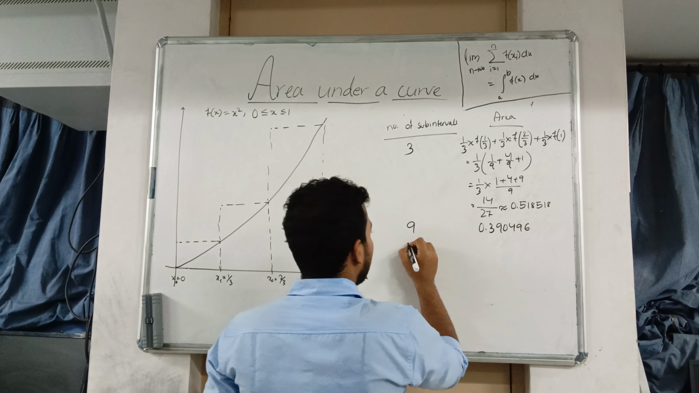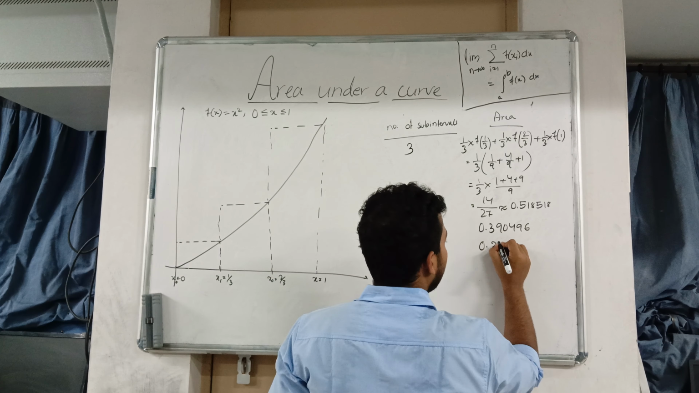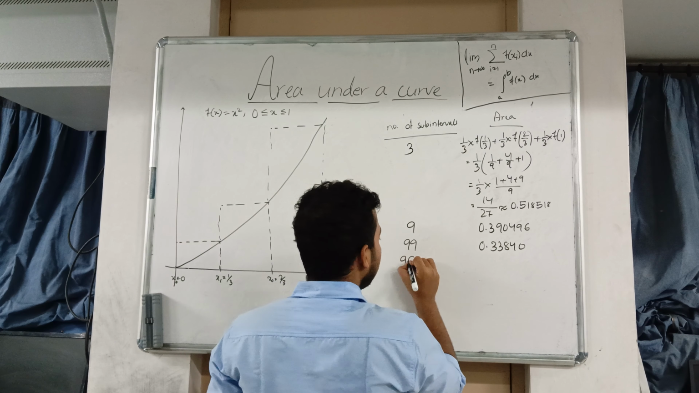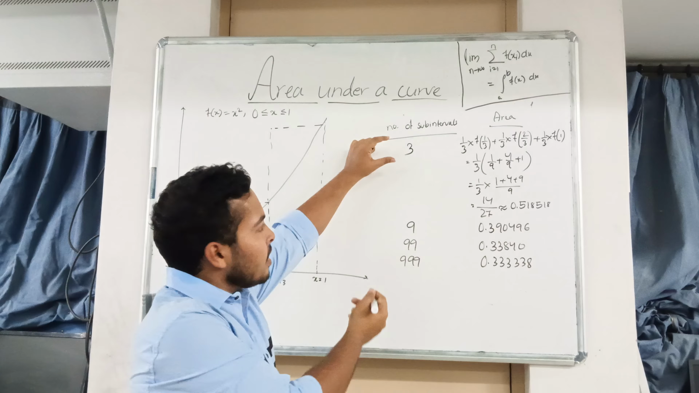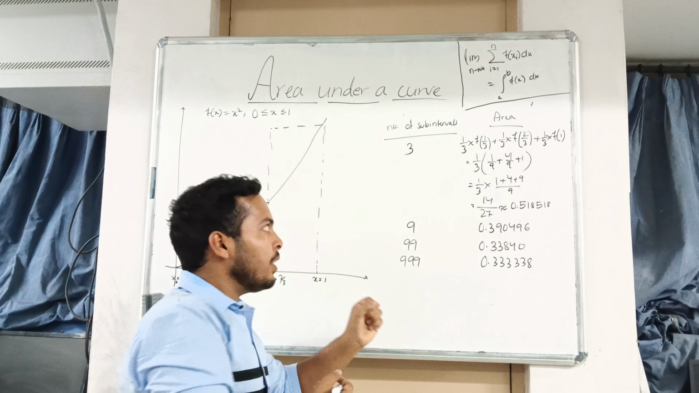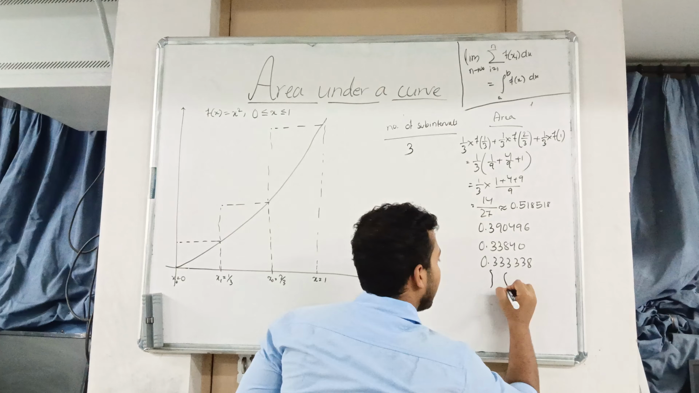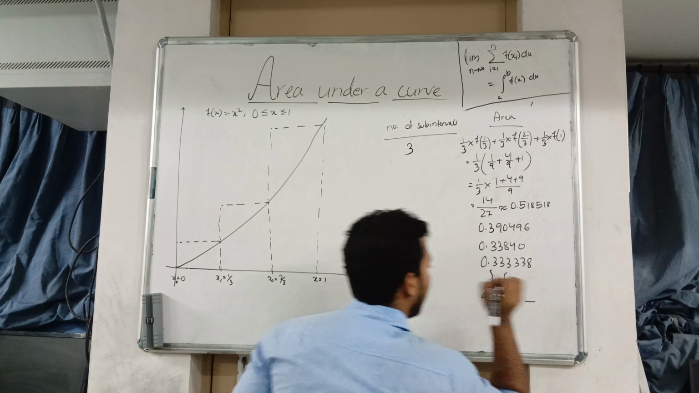Now if the number of subintervals is 9, we can easily see that it would be 0.390496. For 99 subintervals, it would be 0.33840, and for 999 subintervals, the area would be 0.333338. Now as you can see, as the number of subintervals tends to infinity, the area tends to the value 0.3333 and so on.